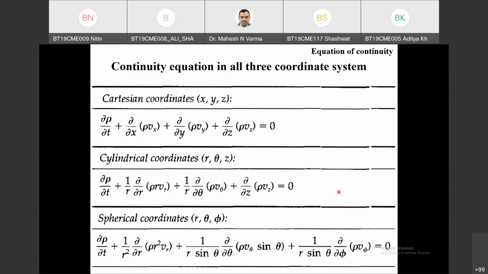And what is the equation of continuity in the Cartesian coordinate system? What is the equation of continuity in the cylindrical coordinate system? What is the equation of continuity in the spherical coordinate system? This is very, very important when we are discussing the equation of change. For simplification, we will be using this information. All these mathematical operators and the equation of continuity will be used for simplifying the equation of change.